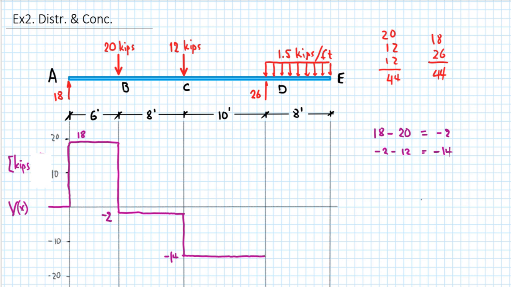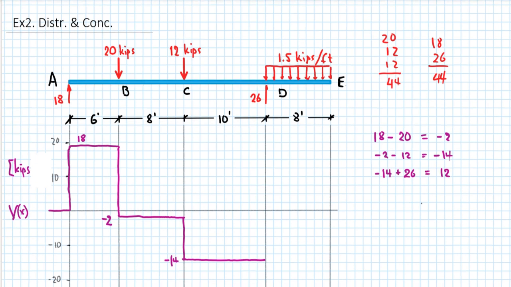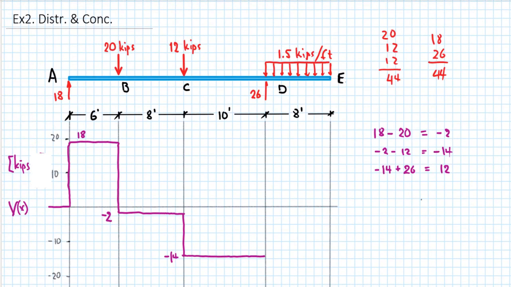Boom, plus 26. So you calculate here minus 14 plus 26. What is that? 12 positive. So, oh, I cannot whistle going up. 12 over here. 12. And now you go down at a rate, right? With a slope of 1.5.